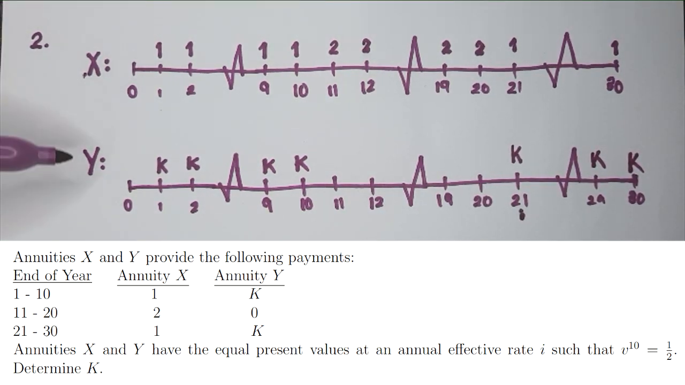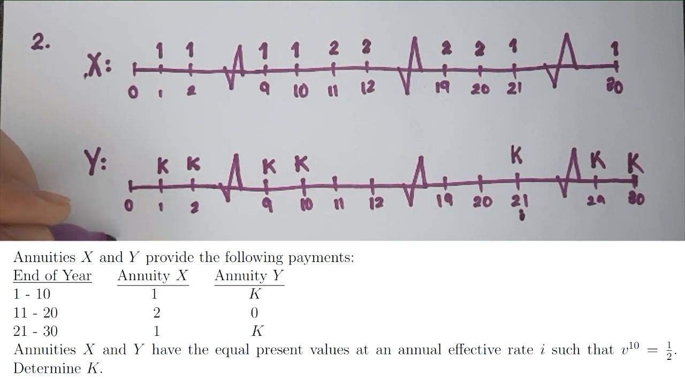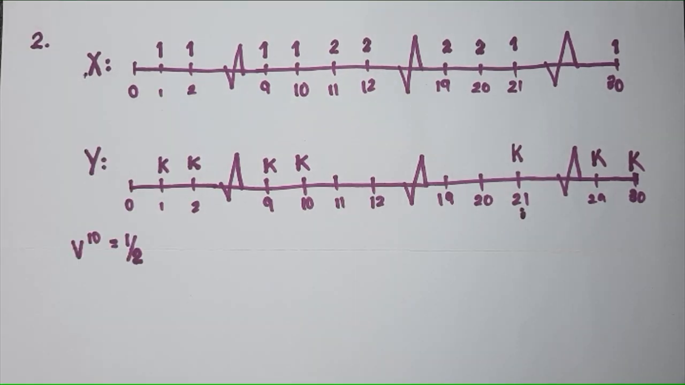Now, yung present value daw ng dalawang to ay pareho. And then, we're going to determine the value of K given that V to the 10 is equal to 1/2. Yeah, I know. V is equal to 1 plus I raised to negative 1. But you don't really have to compute for I here.